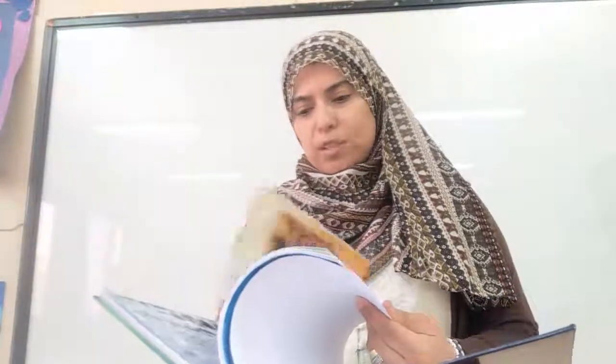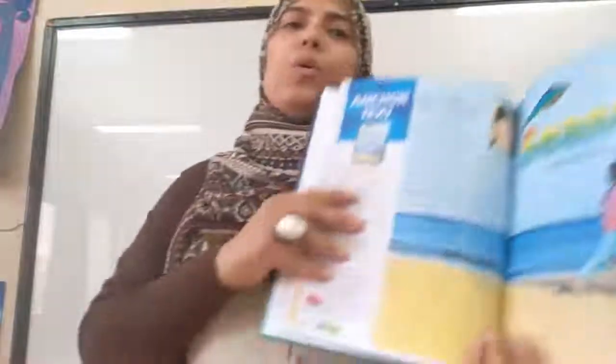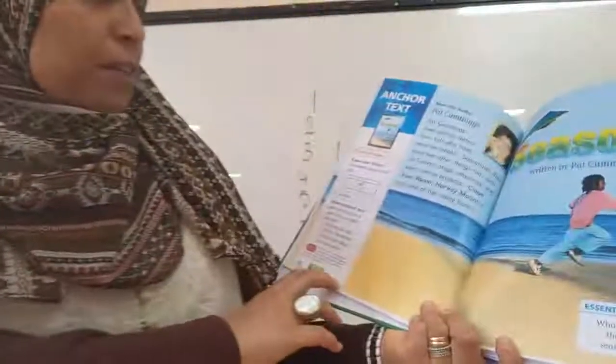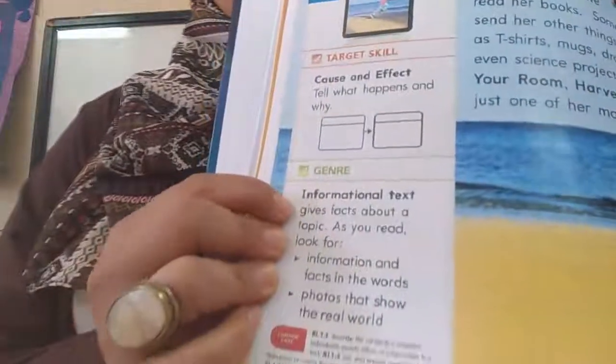So please, if you have the book, open to page 80. If you don't have the book, you can look here. I have here in page 80, he is writing for me the genre. The genre of this selection is informational text.